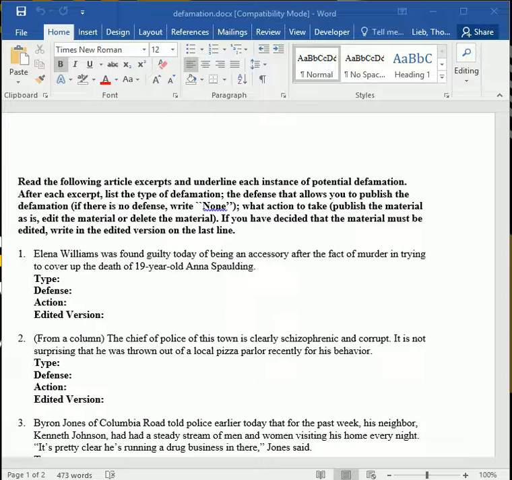Each of these would be graded as 6 points on a quiz. 2 points for indicating that something's potentially defamatory. 1 point for indicating the proper type of defamation. 1 point for indicating the proper defense. And 2 points for indicating the proper action. If these were in a story you were editing, you would then have to do the final step here.